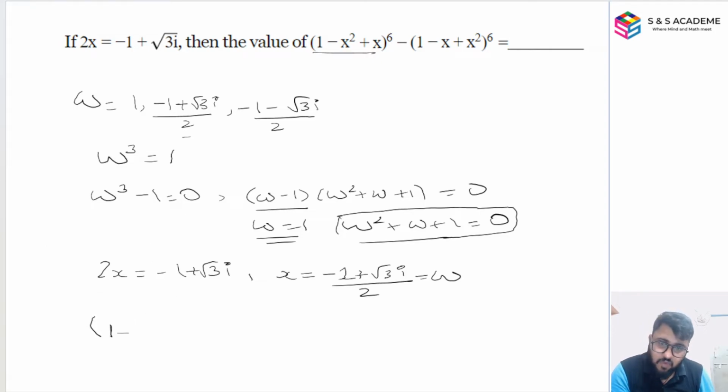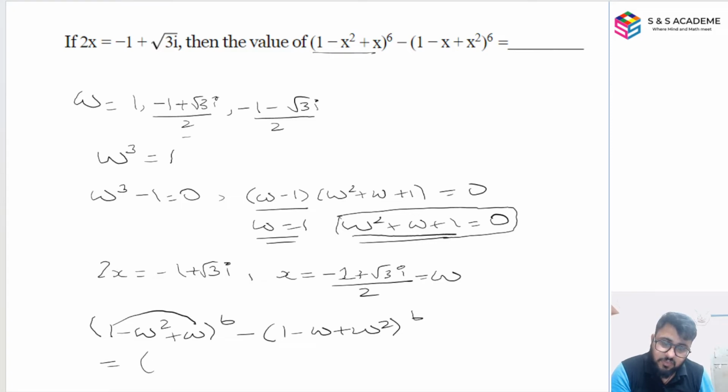So you have 1 minus omega square plus omega, the whole power 6, minus 1 minus omega plus omega square, the whole power 6. And as you can see, we know omega square plus omega plus 1 equals 0. So 1 plus omega is actually minus omega square. So minus omega square minus omega square. This is already there.